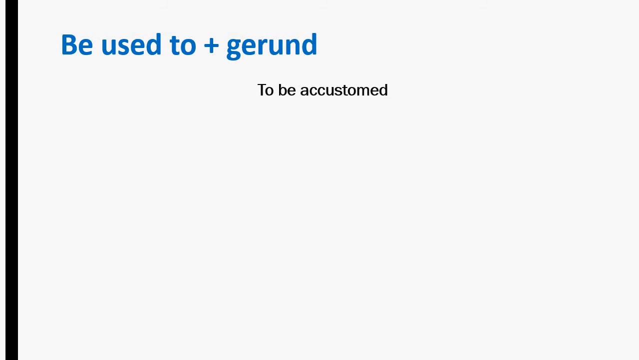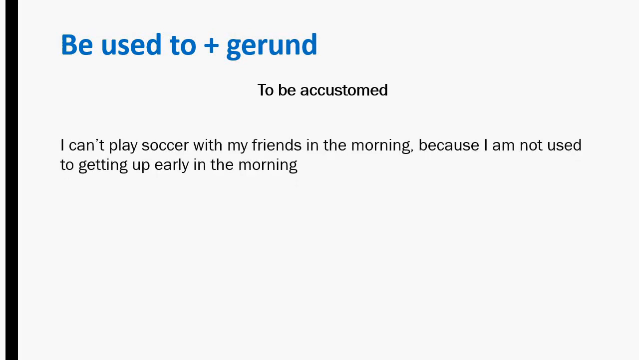Now let's talk about used to plus gerund. So we use be used to plus gerund for saying that someone has become accustomed or habituated to something. For example, I can't play soccer with my friends in the morning because I am not used to getting up early in the morning. Remember, getting up is the gerund form of the verb get up, and we have used the verb used to with it.